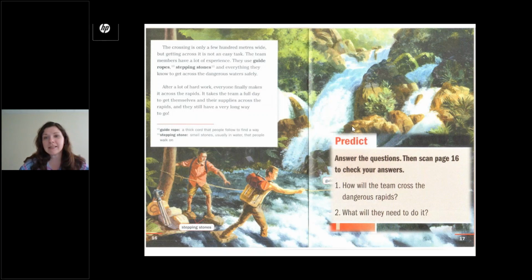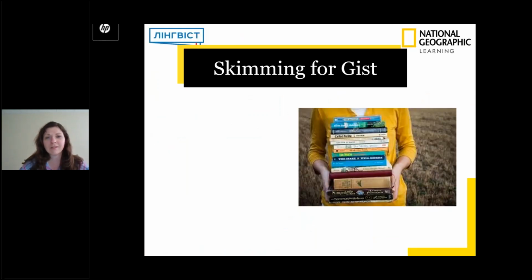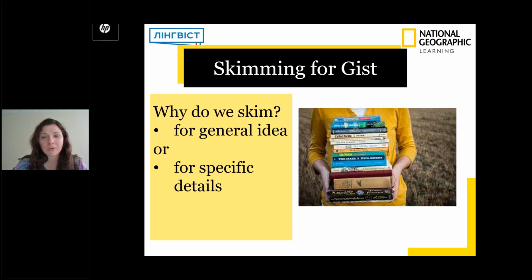So let's move on. I see that according to my clock, we are a bit run out of time, and I have so much information to share with you today. So I try to be quicker. So skimming for gist. So just 20 seconds for you. When we skim, we do it for understanding general idea or to understand specific details. Again, this is about the terminology.